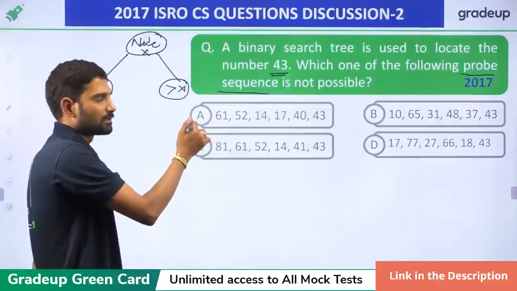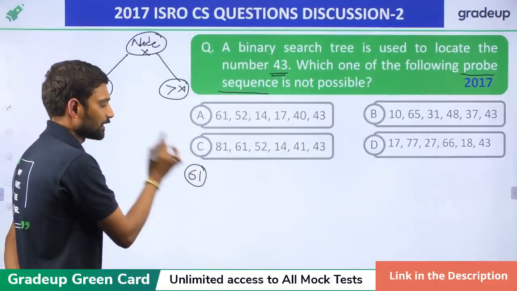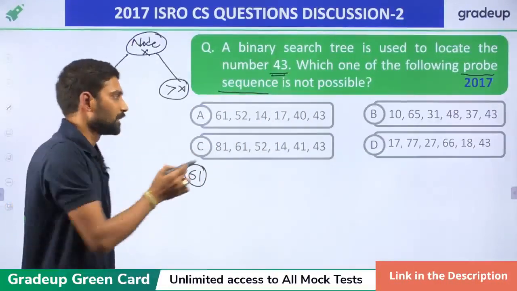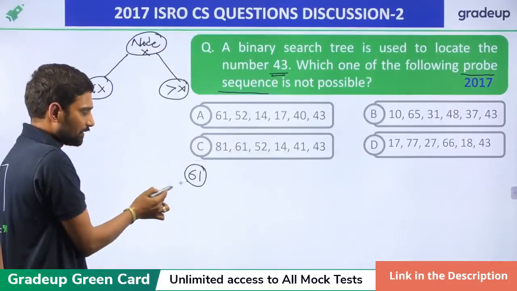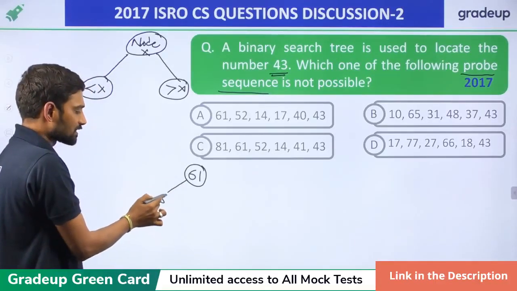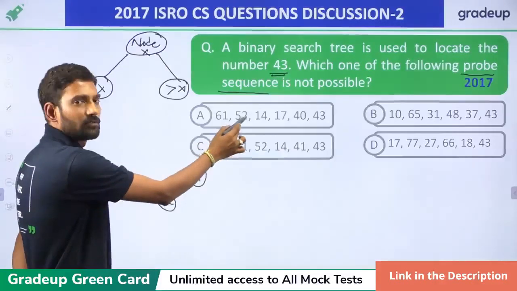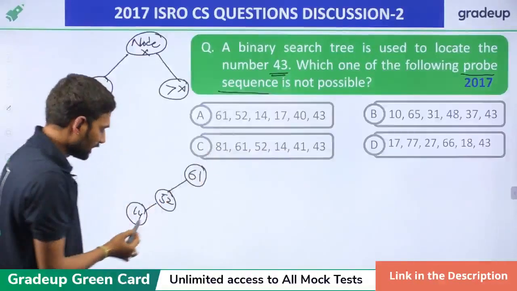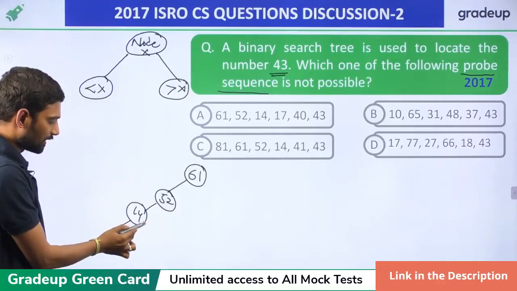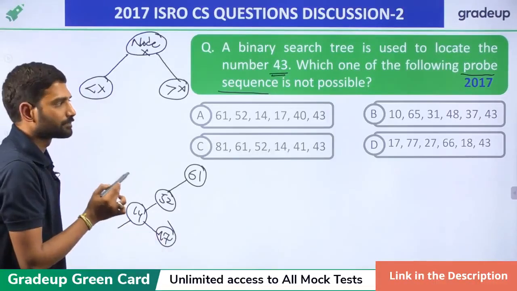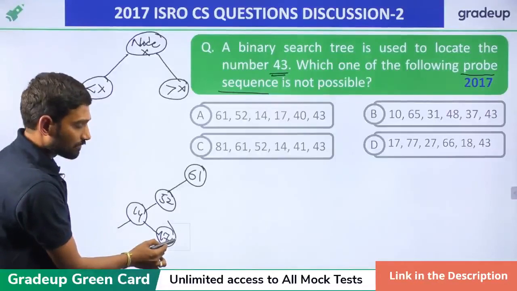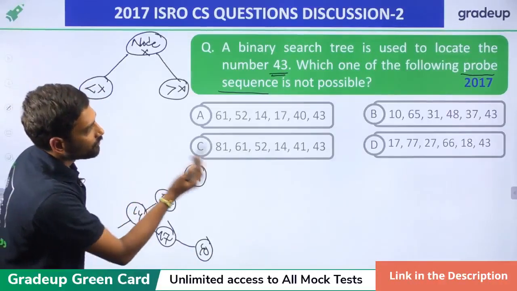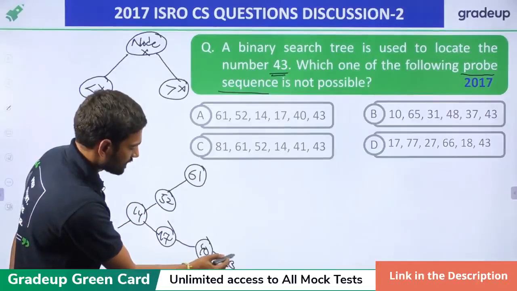I will show for one. 61 we have taken, we want 43. So until you reach 43 you should go. 52, it is smaller than 61, so we will write it as left subtree. 14 which is small, 17 is big than 14, 40 is big than 17, 43, yes this is bigger.